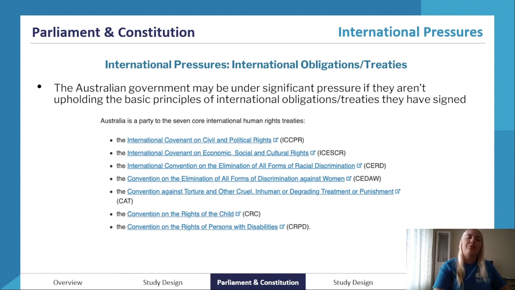Some examples of treaties that Australia signed to include the International Covenant on Civil and Political Rights, the elimination of all forms of racial discrimination, discrimination against women, the Convention on the Rights of the Child, and the Convention on the Rights of Persons with Disabilities. These are just the human rights ones, so feel free to have a read in your textbook or look up other types of treaties Australia signed to. There are very many. You need to be able to provide an example if you discuss treaties as international pressures when answering a question.